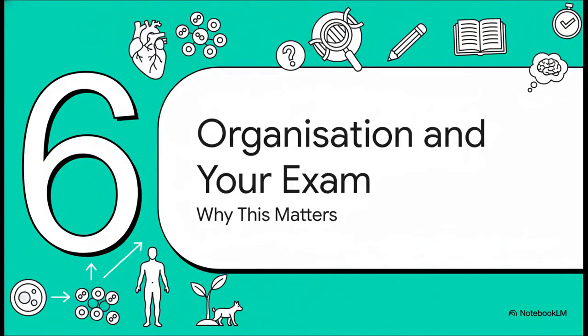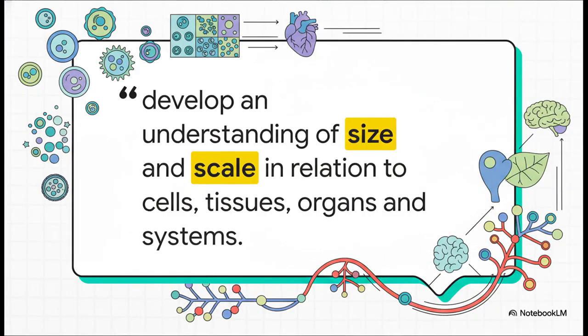Okay, so we've built our organism from a single cell all the way up. But why is this specific hierarchy so important for your GCSE? Let's get really clear on what the examiners are actually looking for here. This is taken word for word from the AQA specification, and the phrase you need to notice is size and scale. They don't just want a list of the levels, they want you to prove you understand how they relate to each other, how they get bigger and more complex.